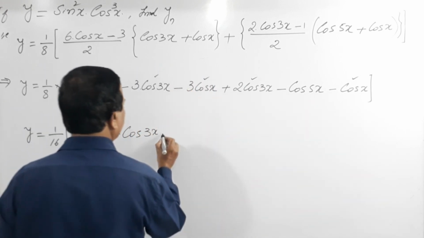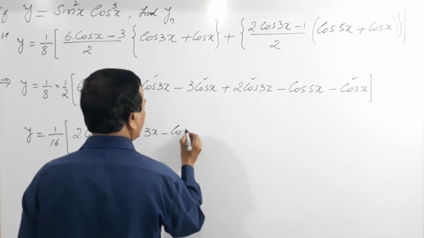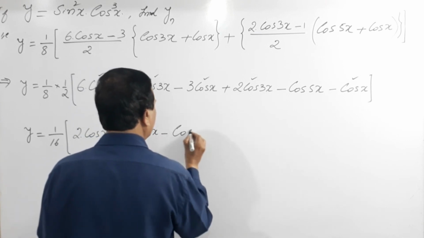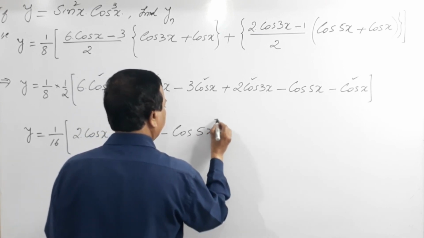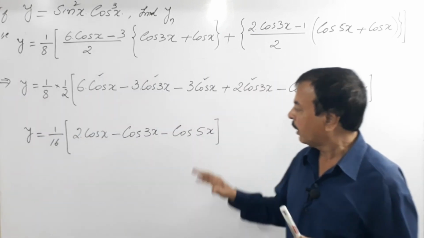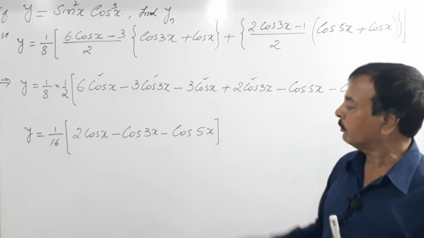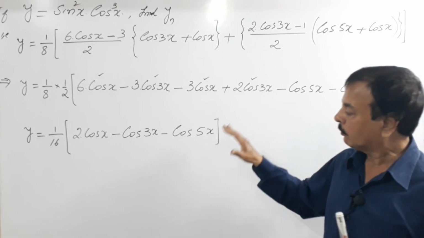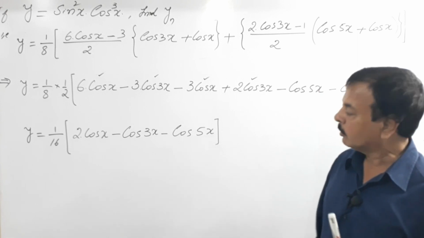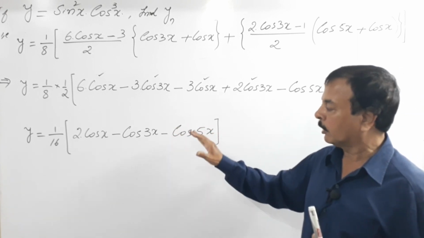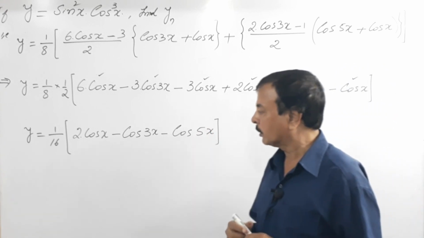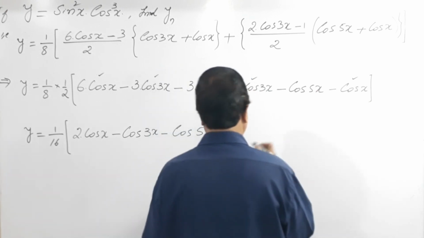So let's write that: minus cos 5x. Dear students, now we have come to a stage where we can differentiate this for the nth time, or find the derivative of this, because there is no multiple, no trigonometric products involved here. Straight away it is the sum rule or difference rule, and we know that.